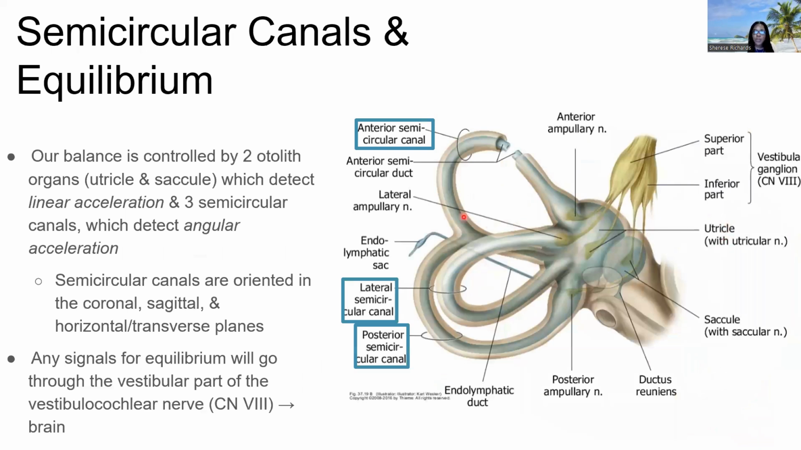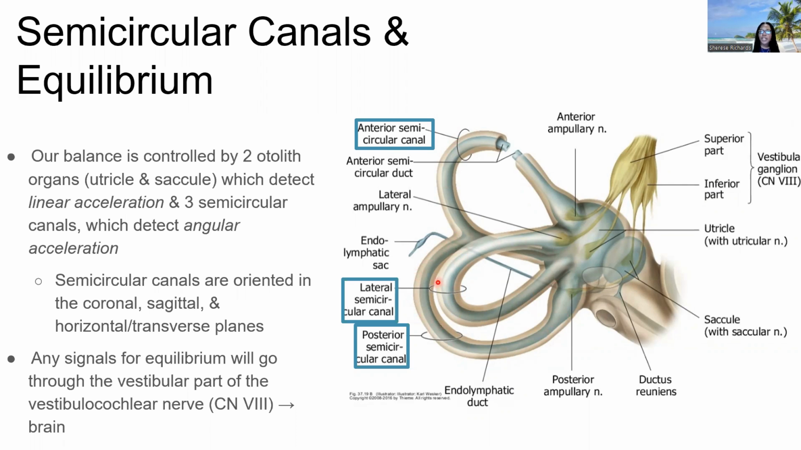Okay, let's move on to look at the semicircular canals and the function of equilibrium. So we have several different structures forming the vestibular part of the bony labyrinth. There's the anterior semicircular canal, there is the lateral semicircular canal, and then there is the posterior semicircular canal.